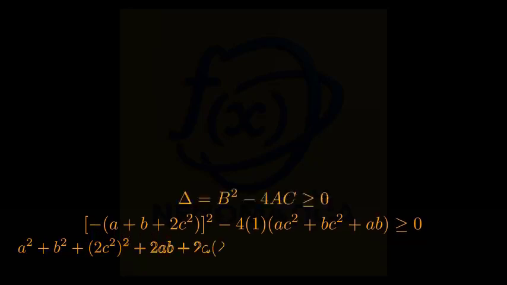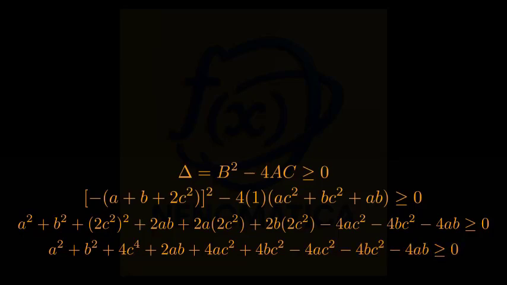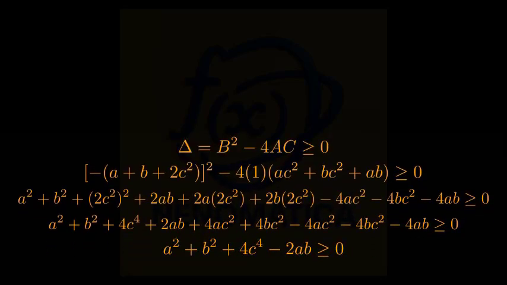Then simplify by canceling like terms. Finally, combine the remaining terms. Now recognize a perfect square in the first 3 terms. A squared minus 2ab plus b squared is the same as the quantity a minus b squared.